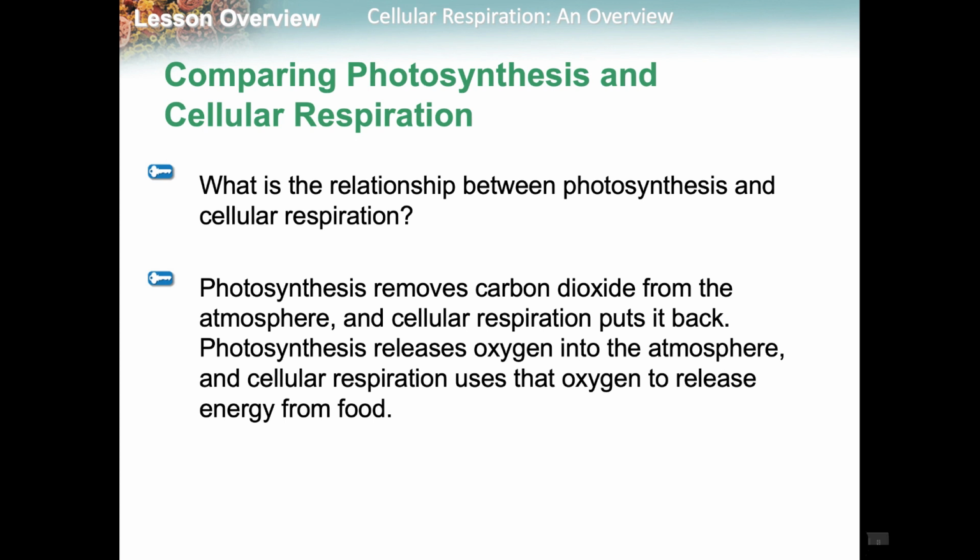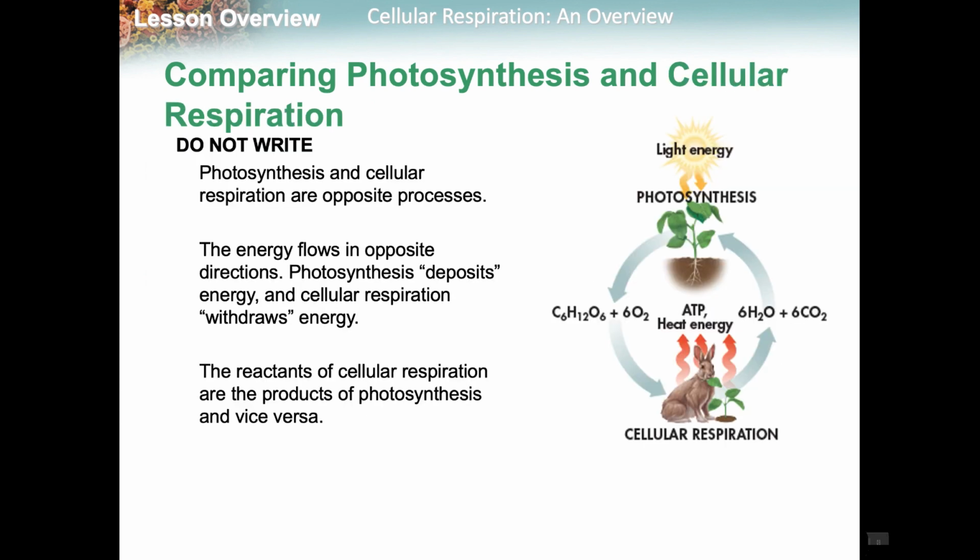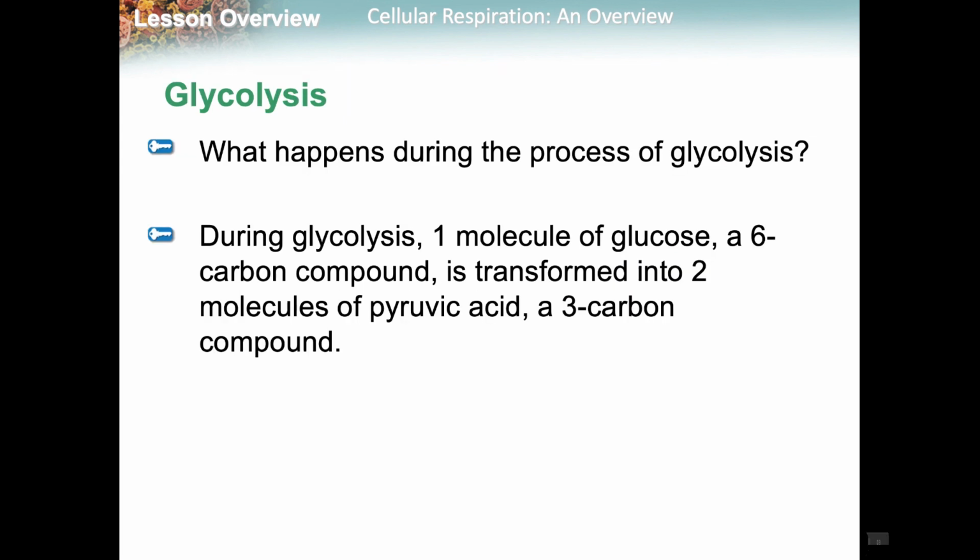The relationship between photosynthesis and cellular respiration, like I said before, they're mirror images of one another. So while photosynthesis takes in carbon dioxide and water, cellular respiration is going to produce it. While photosynthesis makes sugar and oxygen, cellular respiration is going to take that in. So they're mirror images. What happens during the process of glycolysis? I'm going to show you a recording of me drawing and explaining this. Hopefully that will give you a good understanding of it.